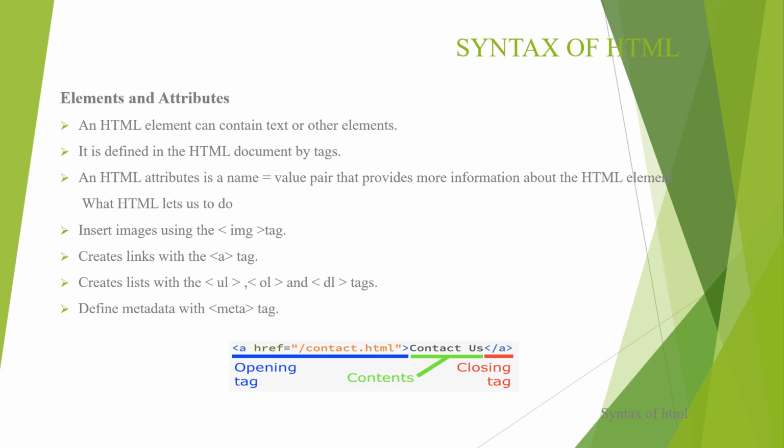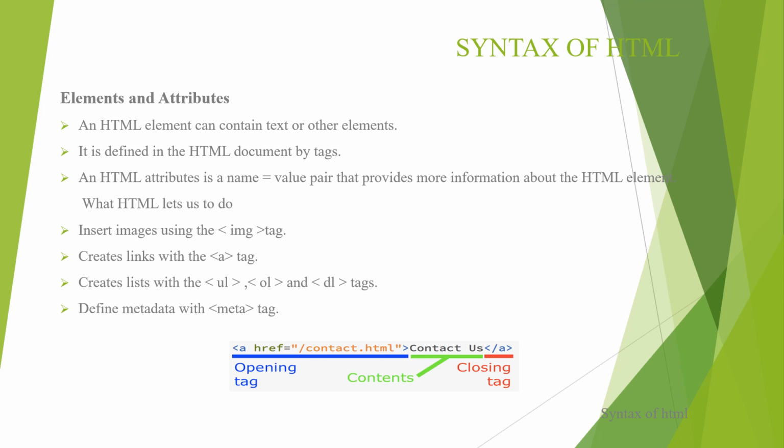What does HTML let us do? It inserts images using the image tag. It creates a link using an anchor tag. It creates lists with an ordered list, unordered list and description list. It also defines metadata using a meta tag.